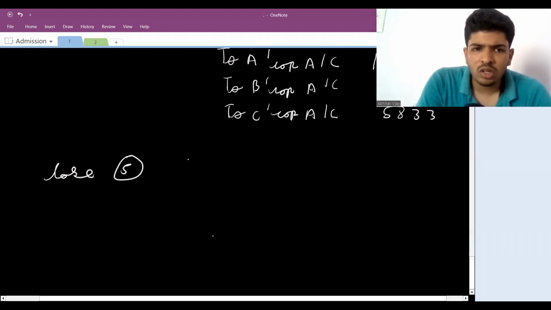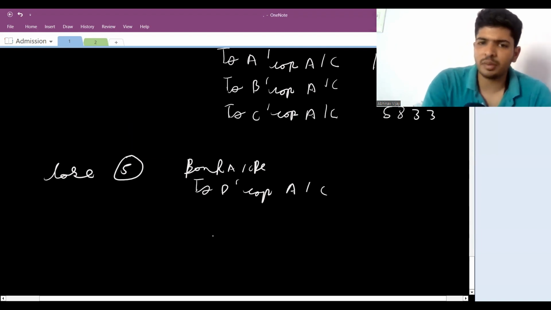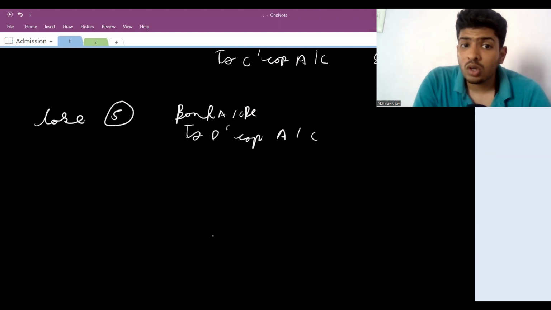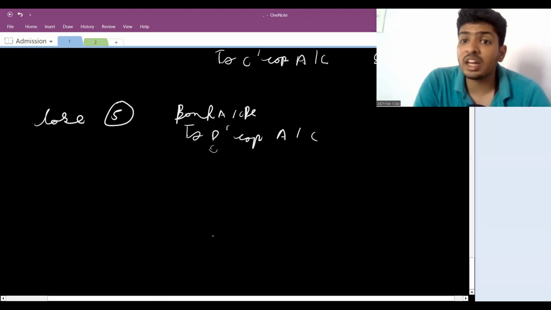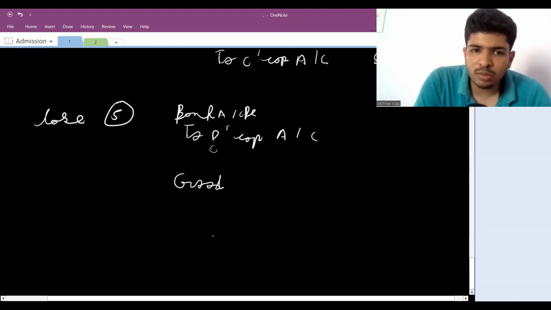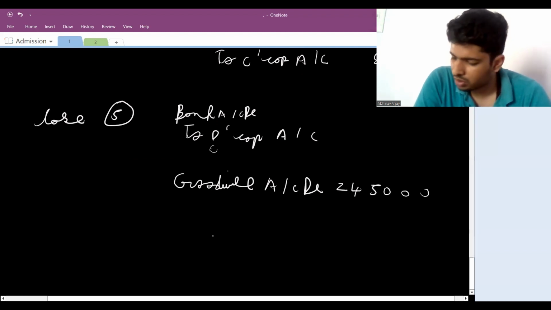Basically, what do we do? We know that bank account debited to D's capital is the entry for bringing in capital. After that, since there's no entry for goodwill, and they're telling us we can't take from D also, they're telling us we need to raise goodwill in the books. What does raise mean? Raise means you have to create goodwill in his books. Create means one asset by the name of goodwill should be created in the books to the extent of 2,45,000.